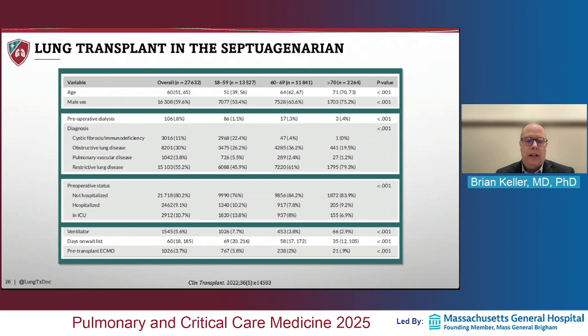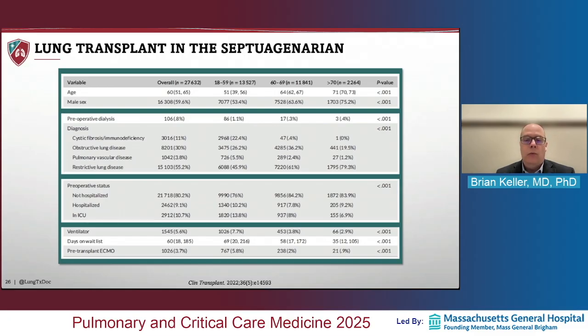And so this is data from a study published a few years ago, comparing patients who underwent lung transplant in 3 different age groups: those less than 60 years of age, those 60 to 69, and those over the age of 70. And as you can see, the patients over the age of 70, as I mentioned before, typically had to be in much better physical shape. They had lower incidences of preoperative dialysis.